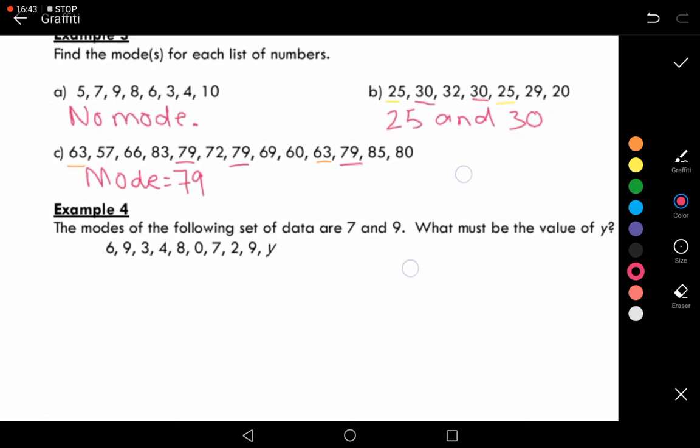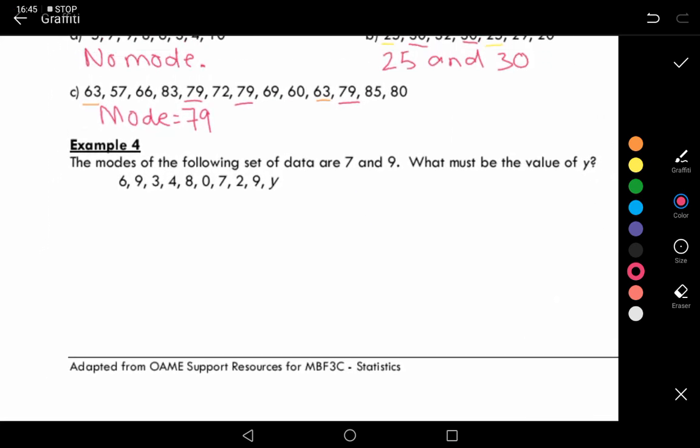Okay, last example of the note. The modes of the following set of data are 7 and 9. What must be the value of y? It says the modes are both 7 and 9. So I'm going to start by underlining or circling, whatever you want to do, the 9s and the 7s.